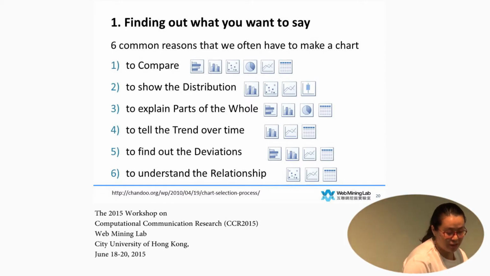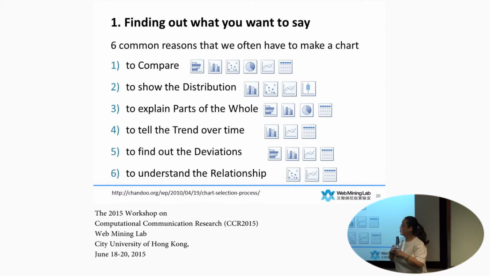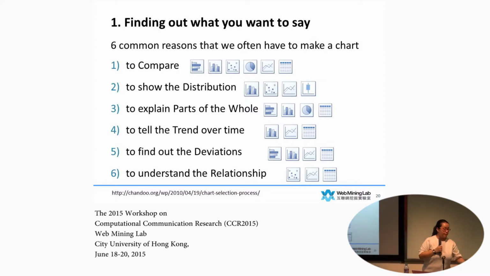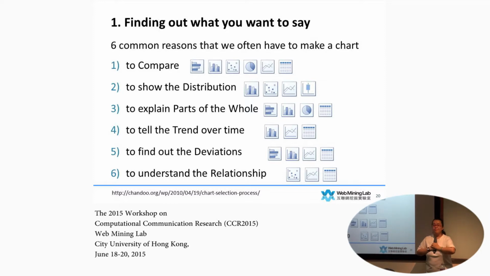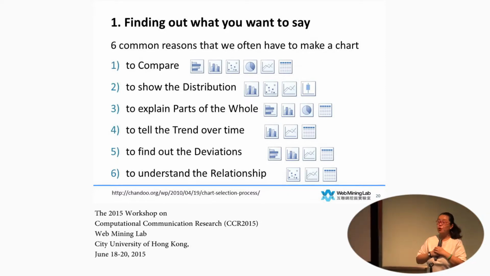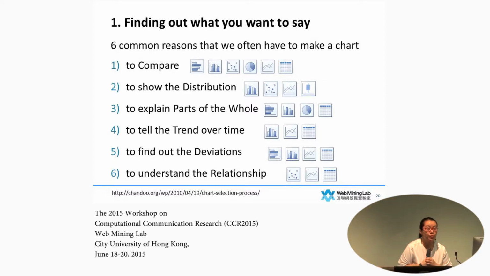right? So this is an important tip I hope that you can keep in mind when you visualize the trend, the time series. And the fifth one, to find out deviations. To find out deviations, you may want to use column charts, bar charts, line charts, and table to visualize the deviations. And the last one, to understand the relationship. Right? It's very common in our research paper. You may want to use scatter plot, line charts, and table to understand, to visualize the relationship, right? So, any question about that?